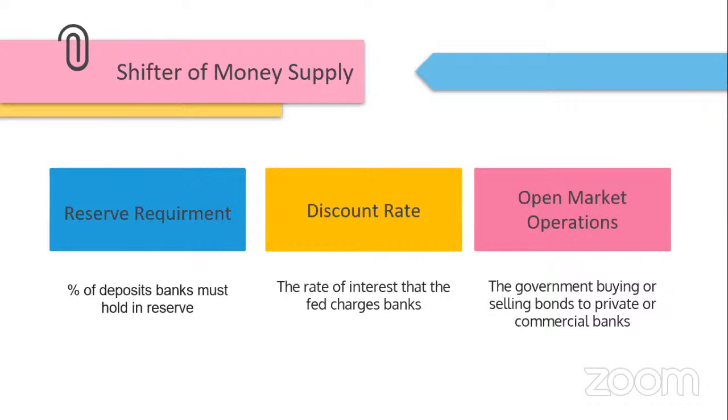Open market operations is the most important shifter in the money supply because the government does it the most. This is when the government buys or sells bonds to private or commercial banks. Other words for bonds are treasury bonds or T-bills. Securities is also used sometimes. What happens to the market when open market operations happen?